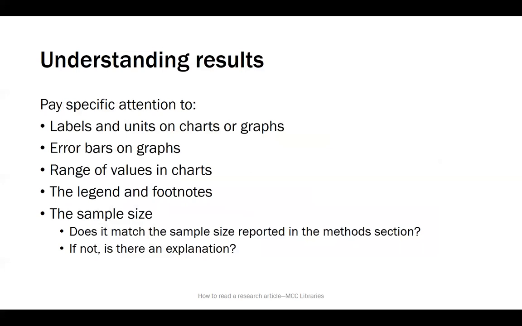So if the methods section says that there were 47 in the sample size, but when you look at the results section, it says 22, then you need to find out why there's a discrepancy in the two numbers. In certain types of studies, error bars that are missing from graphs is a big red flag that the data may not be reliable. Certain types of studies you're going to have error bars.